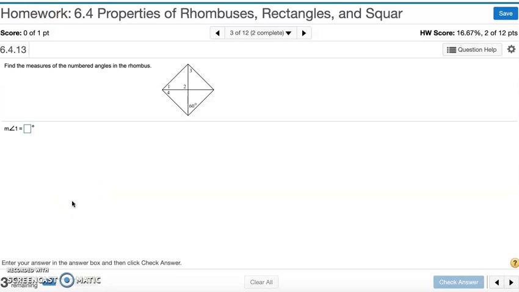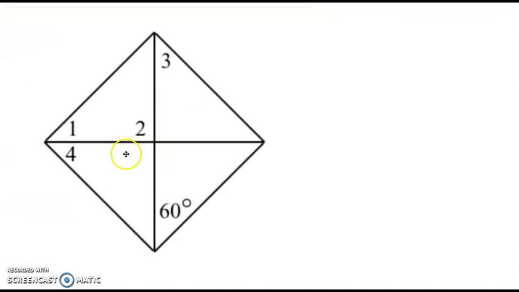Find the measures of the numbered angles in the rhombus. So in our rhombus, number 2 we know automatically because diagonals are perpendicular. So number 2 would be 90 degrees. And then number 3, angles across from each other are equal in the rhombus. So 60 degrees would be number 3. Also, diagonals bisect angles, so if this is 60, so is that one. Now to find 1, which would also give us 4, we need to add up 60 and 90 and subtract it from 180 because all 3 of these add up to 180. So doing that gives me 30, which also gives me 4.